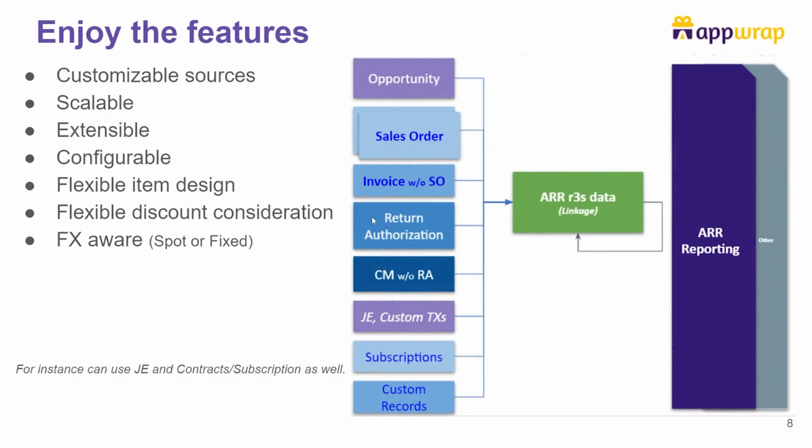And to touch quickly upon the customizability of the solution, you can choose which source records basically generate the ARR information, and most popular would be sales orders, invoices, return authorizations, and credit memos, but we have the ability to use journal entries, custom transactions. If you're using suite billing, we could use subscriptions and even use custom records.